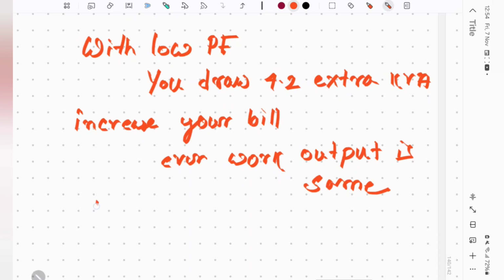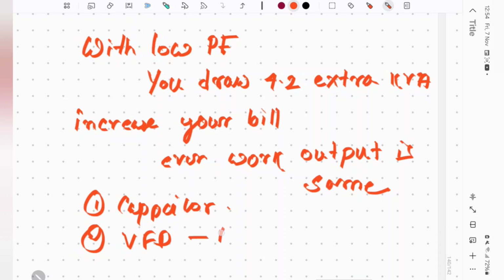To reduce this extra power requirement, we need to use components like power factor correction using capacitors, and VFD drives for motors. There are also other devices and techniques by which you can increase the power factor.